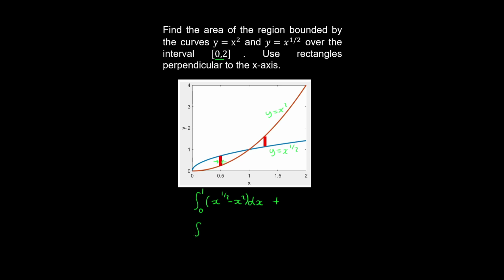Now for the interval from 1 to 2, the parabolic curve lies above the square root curve, so we subtract x to the 1/2 from x squared to get the height of that rectangle, and then multiply by the infinitesimal thickness dx, and integrate from 1 to 2 to obtain the area of that second region. And evaluate these integrals, and post your answer in the comments.